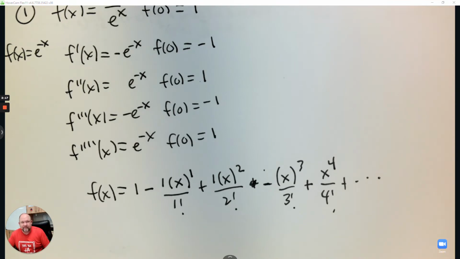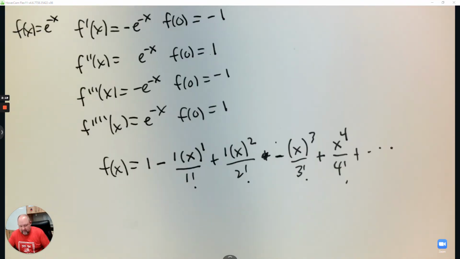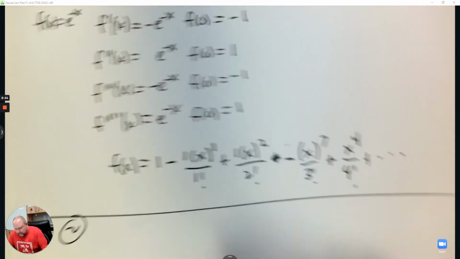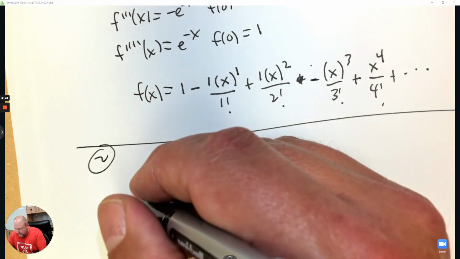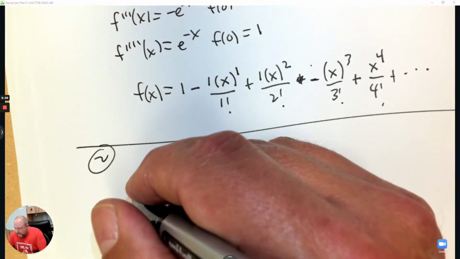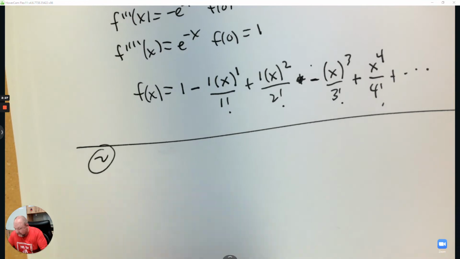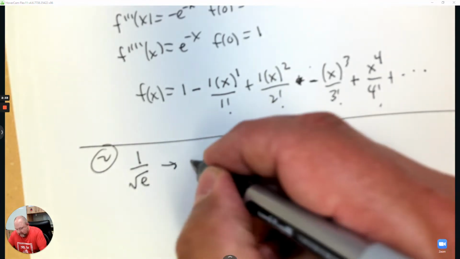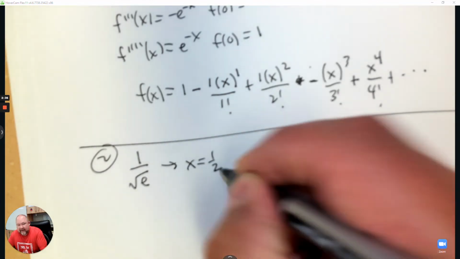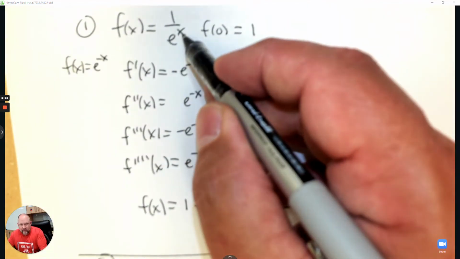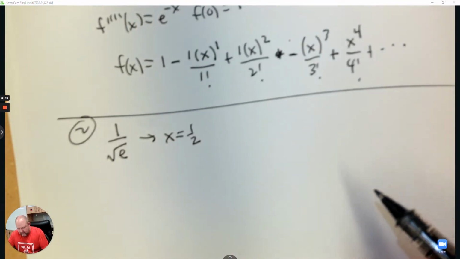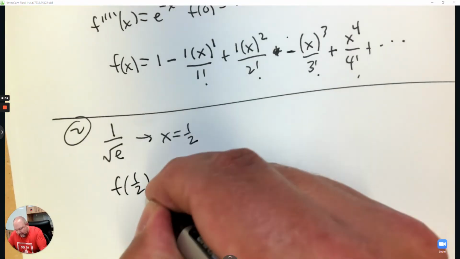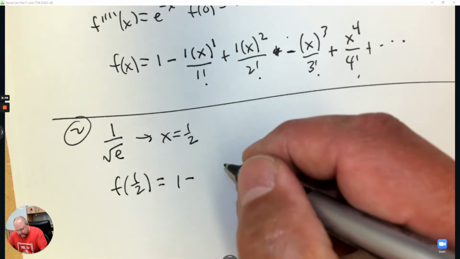Number 2. Use the problem from 1 to approximate 1 over the square root of e. Well, 1 over the square root of e would mean that x would equal 1/2, because e to the 1/2 means the square root. And so I would plug 1/2 in for x.